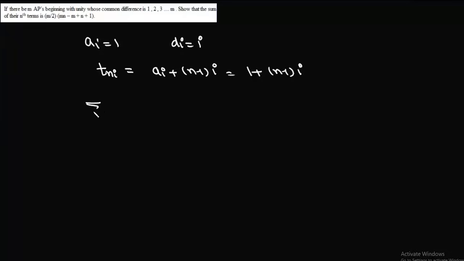Now we need to find the sum of all these terms where i varies from 1 to m.